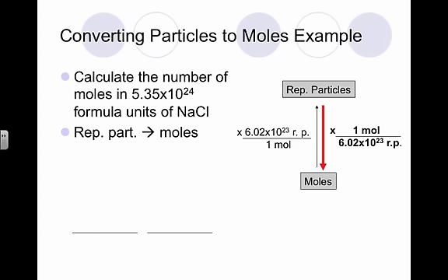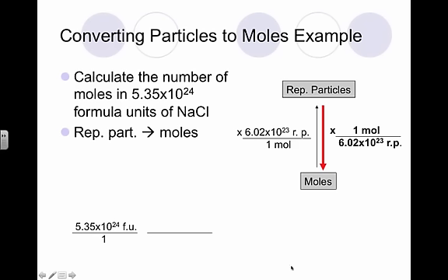Particles to moles. So let's say I asked you to find the number of moles in 5.35 times 10 to the 24th formula units of NaCl. Formula units is a representative particle specific for an ionic compound. Right. So now we're going to go from representative particles to moles, and now we're going to multiply by 1 mole over Avogadro's number. Again, because we're dealing with formula units or representative particles, so that's what we need to have in the denominator of the ratio.